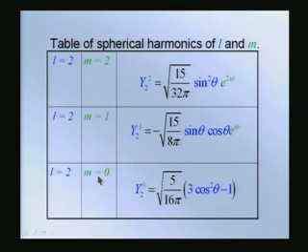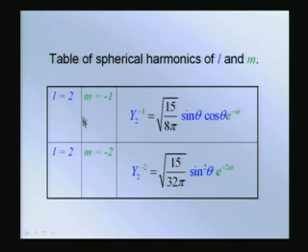L equal to 2, m equal to 0. You don't have any exponential phi part, but that's the equivalent of e to the i0 times phi. But the angular part, the other angle, is 3 cos square theta minus 1.